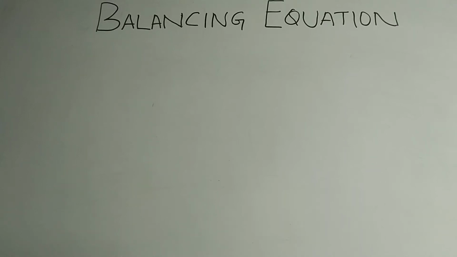So today we are going to do balancing of equations. An equation, you know, is a representation of the chemical reactions that are occurring around us and also the ones that we perform in the lab. So when we represent these changes in the form of chemical formulas, it is known as an equation.